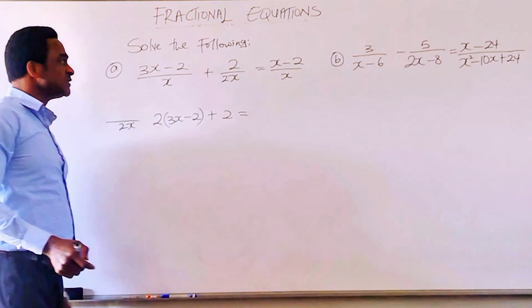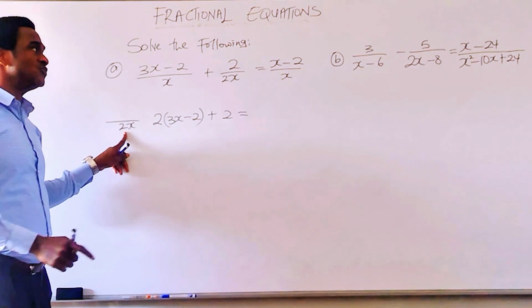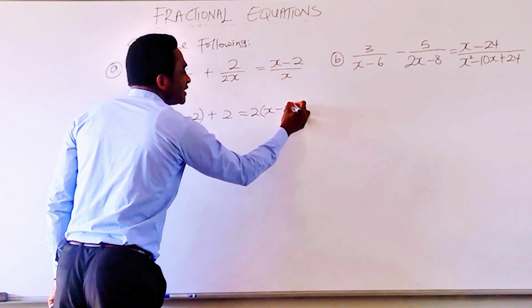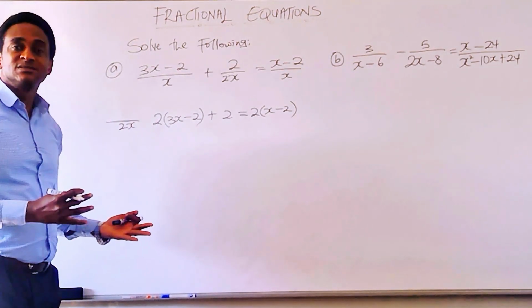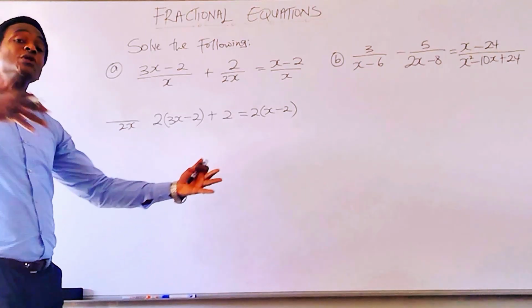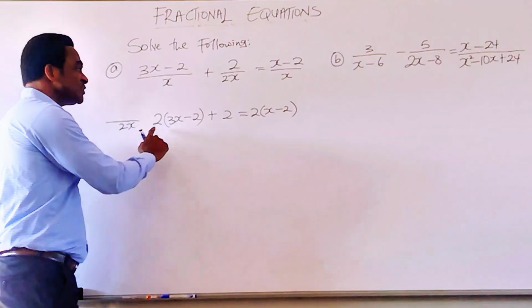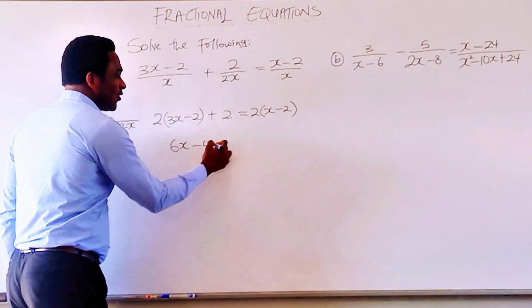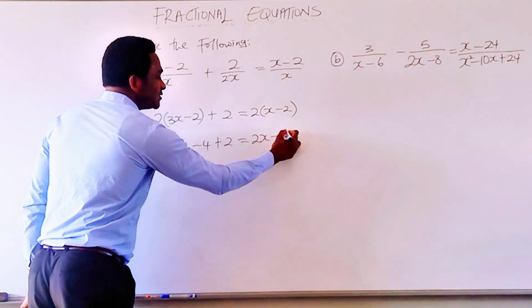Let's go to the other side. 2x divided by x is 2. We multiply with the numerator. Remember, this bracket is compulsory. It helps you not to lose the signs. You know that you're multiplying with all the contents that come after the bracket. Now we use our distributive property. This gives us 6x minus 4 plus 2. And this gives us 2x minus 4.